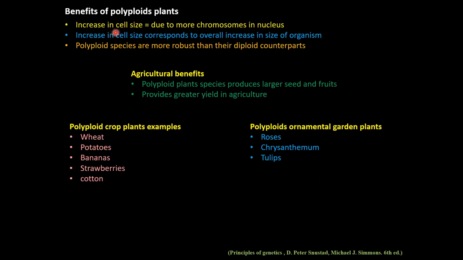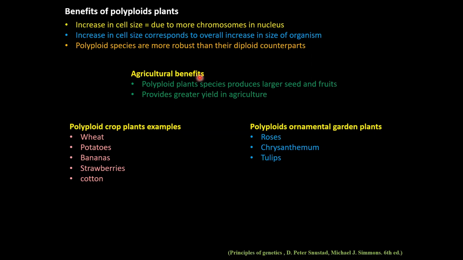The size of the polyploid plants is more, and why? Due to more chromosomes in the nucleus. This overall increase in size corresponds to the overall increase in size of the organism. Polyploid species are more robust than their diploid counterparts. So it also has benefit in agriculture.